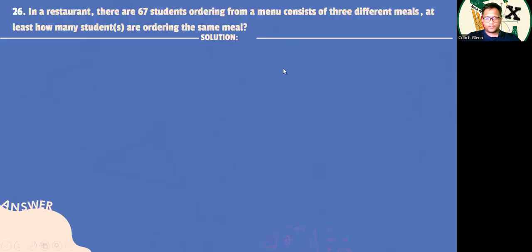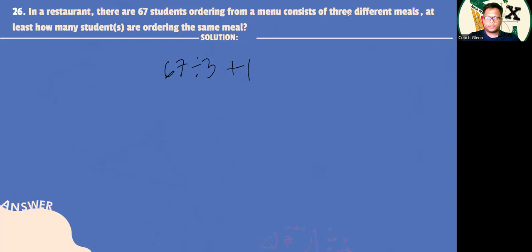In a restaurant, there are 67 students ordering from a menu that consists of 3 different meals. At least how many students are ordering the same meal? So all we need to do is 67 divided by 3 plus 1, okay? So this is a pigeonhole principle.